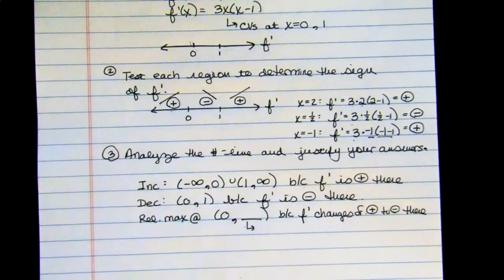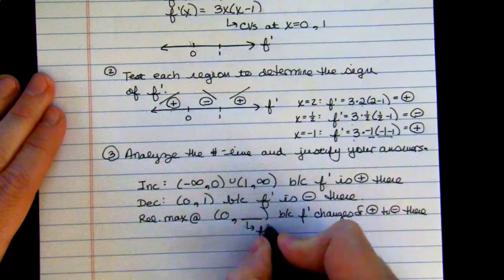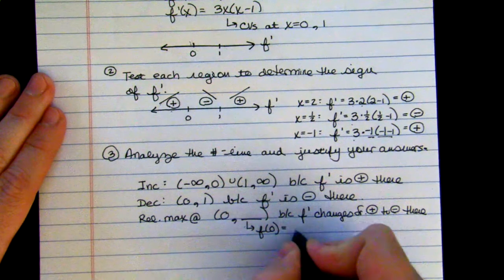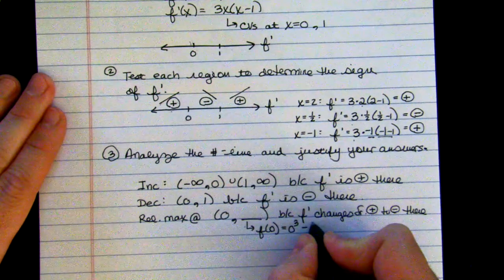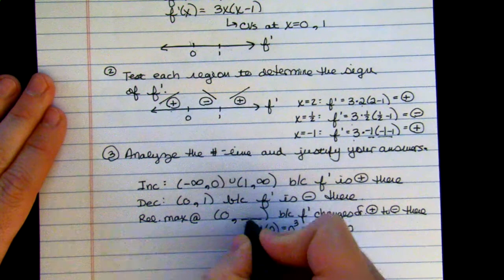But I now need to get a y-coordinate. If I have my x-coordinate of 0, where am I going to find my y-coordinate from? What am I going to have to do? We've got to go back to the original. The original function always tells us y-coordinates. We're going to get 0 cubed minus 3 halves times 0 squared. That's just 0.